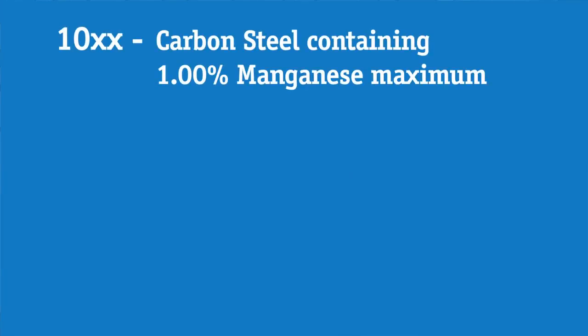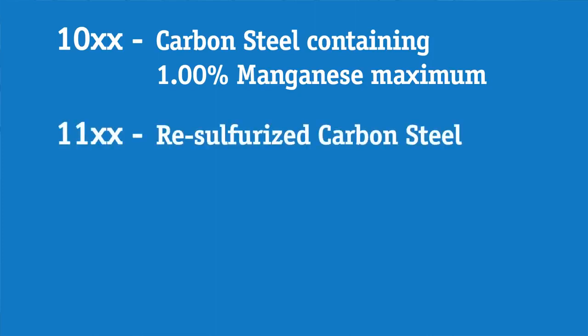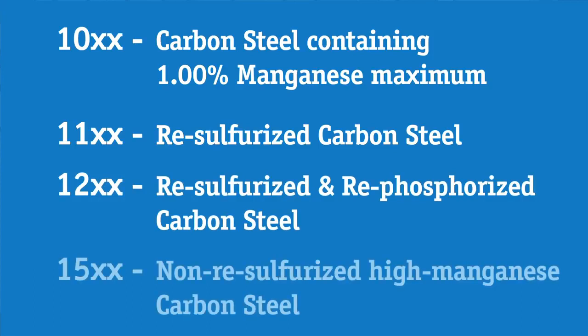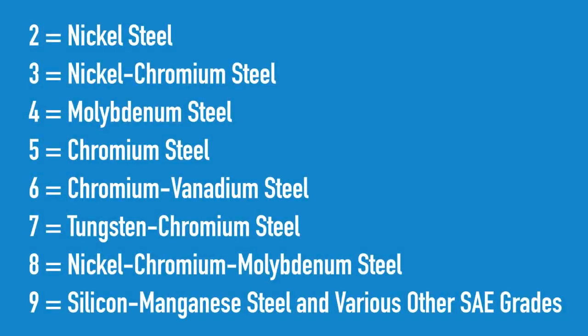For example, the 10 series indicates plain carbon steel containing 1% manganese maximum. The 11 series contains resulfurized carbon steel. The 12 series is resulfurized and rephosphorized carbon steel. And finally, the 15 series contains non-resulfurized high manganese carbon steel. Remaining alloy steels under the SAE or AISI systems are classified as shown.